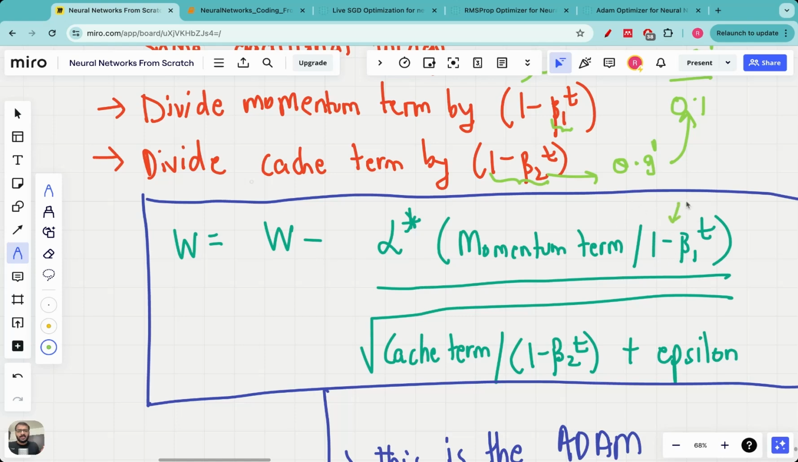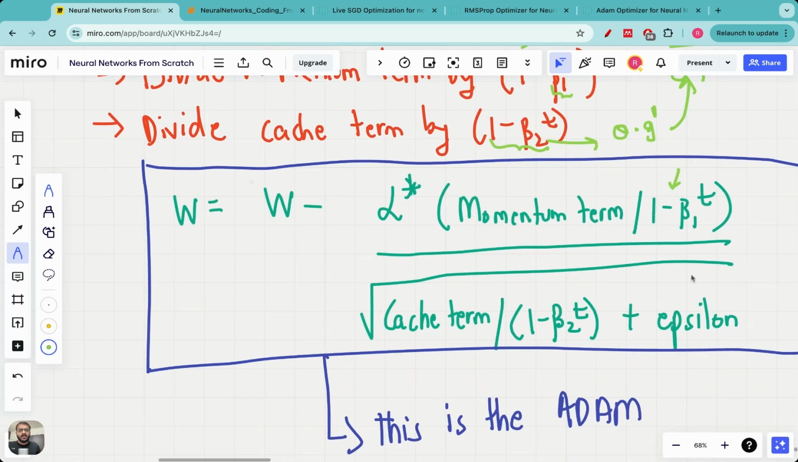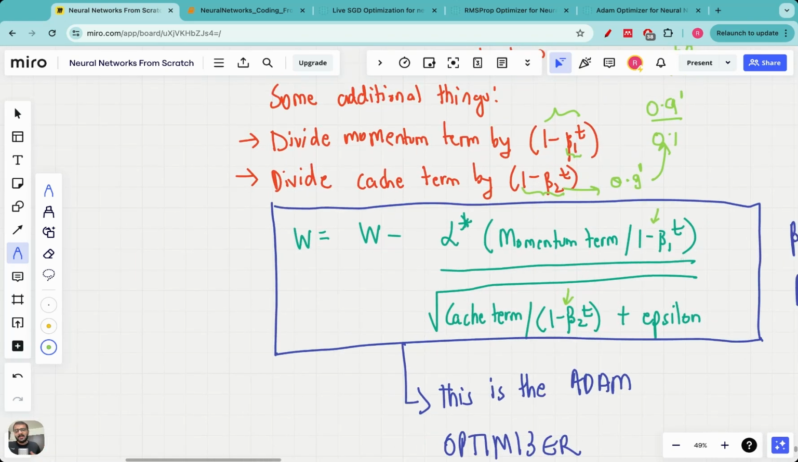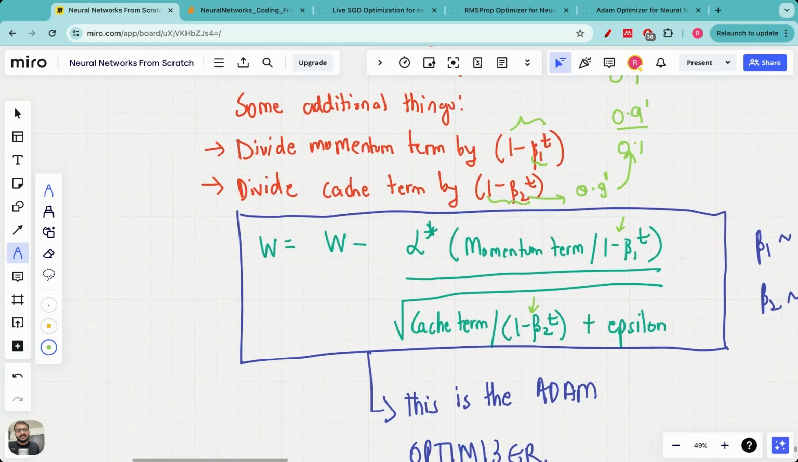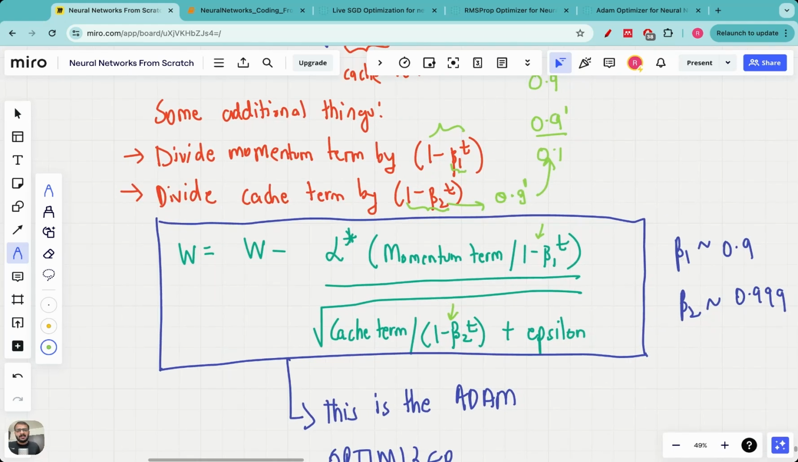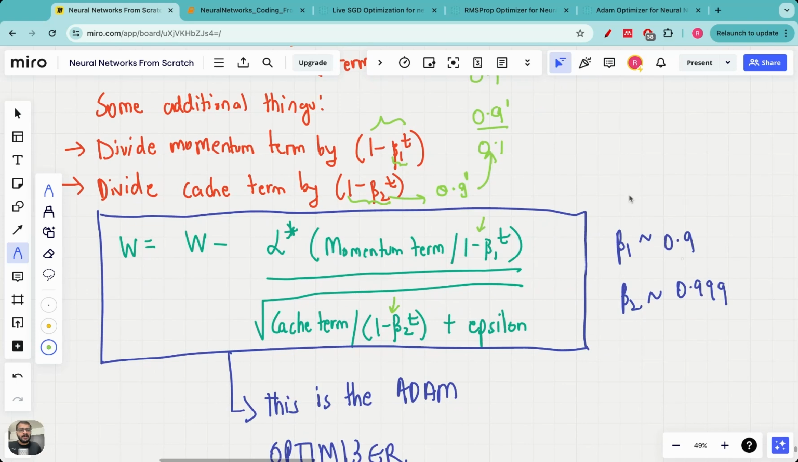This is the correction factor, divided by square root of cache term divided by 1 minus beta 2 raised to t. This is the correction term, plus epsilon. And epsilon is added just to make sure that the denominator does not become 0. That's it. If you look at the parameters in the Adam optimizer, there are generally two parameters, beta 1 and beta 2.